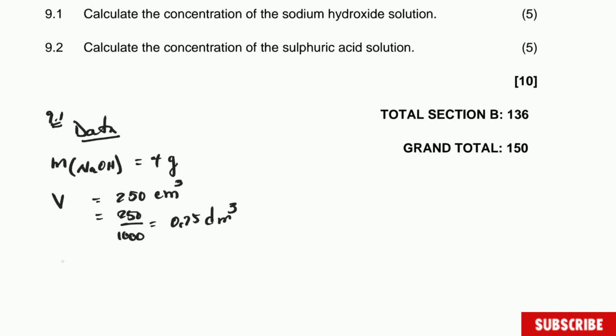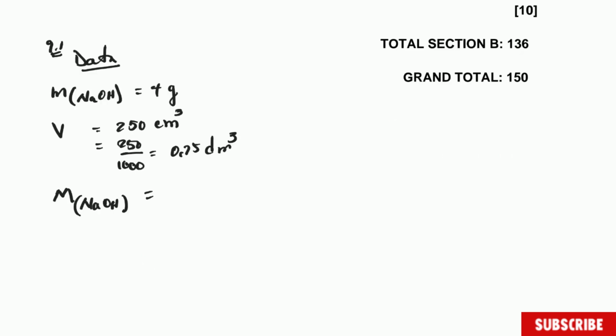Now we need the molar mass for sodium hydroxide, NaOH. So let's look for that one real fast. To do that, you quickly have to go to the periodic table. You will get that the molar mass of sodium is 23. The molar mass of oxygen is 16, plus hydrogen, which is 1. And the answer therefore is 40 grams per mole. That is the molar mass of sodium hydroxide.